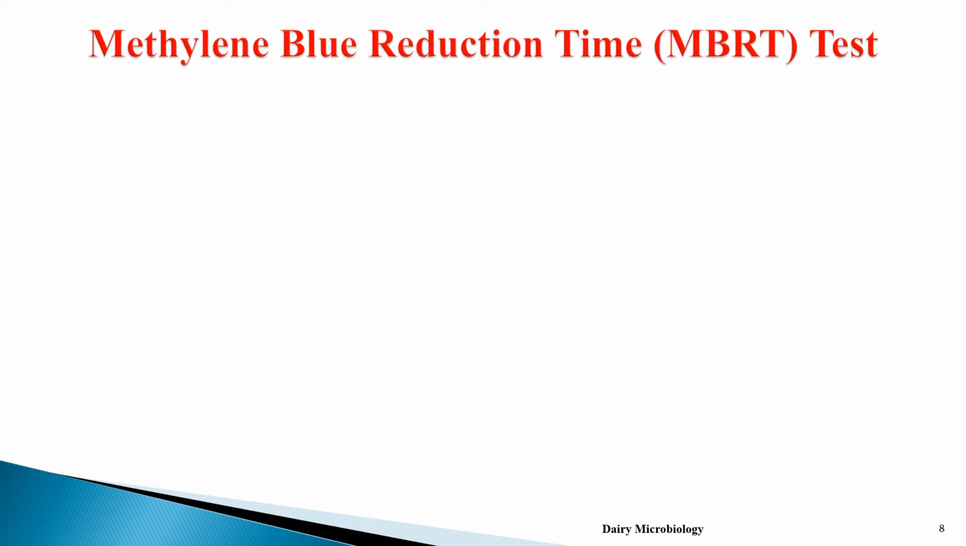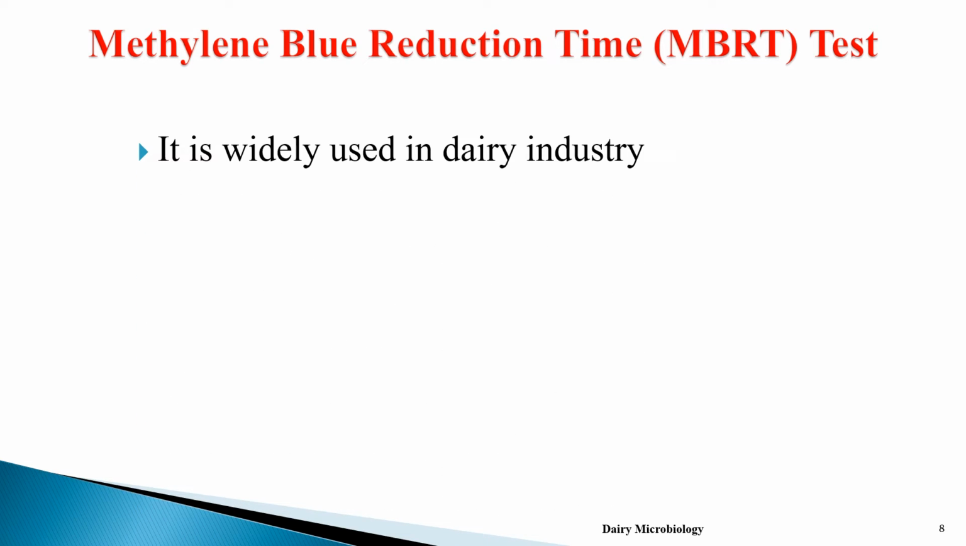So the first example of dye reduction test is the methylene blue reduction time test, also known as the MBRT test. This test is widely used in the dairy industry to determine the number of microorganisms, that means to determine the microbial load which is present in the milk.